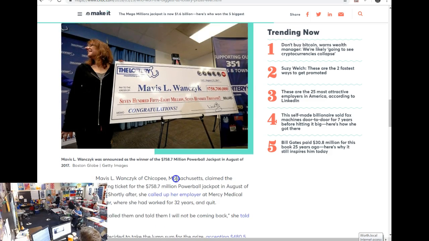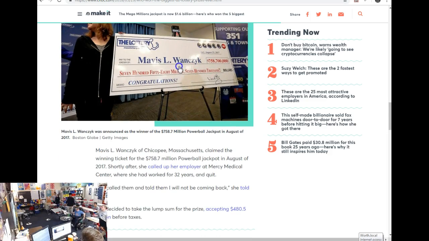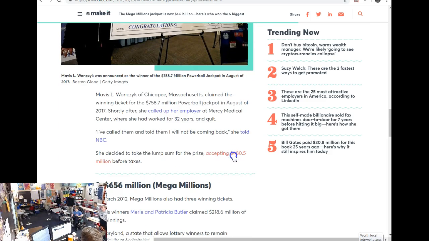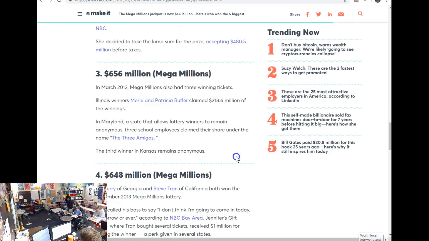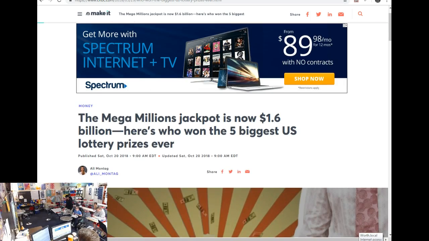So the lump sum on winnings of 758 million, which is actually better than I anticipated, the lump sum payout was 480 million. That's more than half. It also depends what state you're in because of the taxes. Look up the Wall Street Journal, 1 in 290 million.